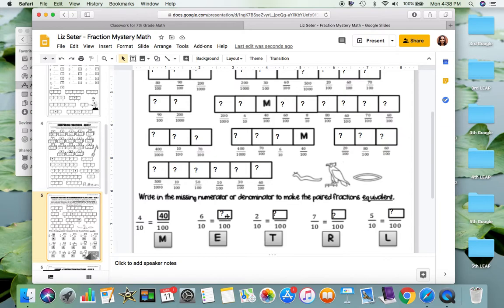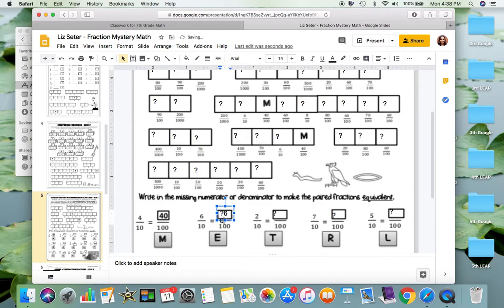Okay? Same idea here. I'll help you out with this one. Ask yourself, what do you have to do to 10 in order to get 100? Well, you got to multiply by 10. You got to do the same thing to the top. So 60 is going to be that fraction. So wherever I see 60 over 100, that's where I'm going to put an E.